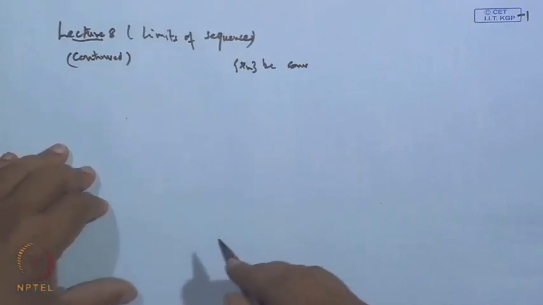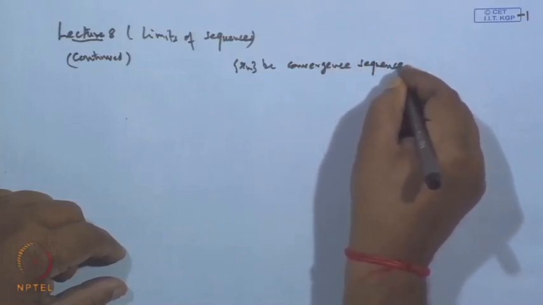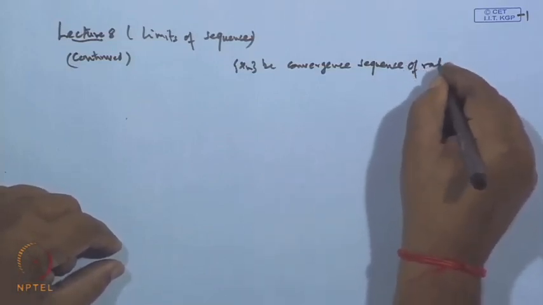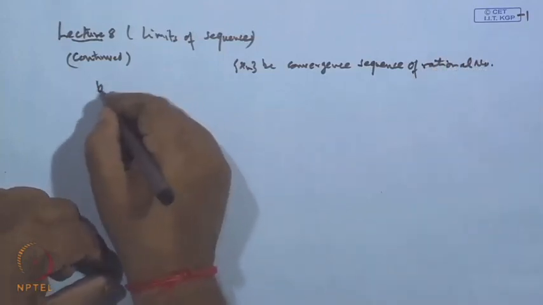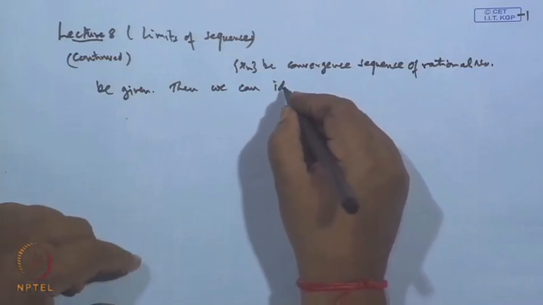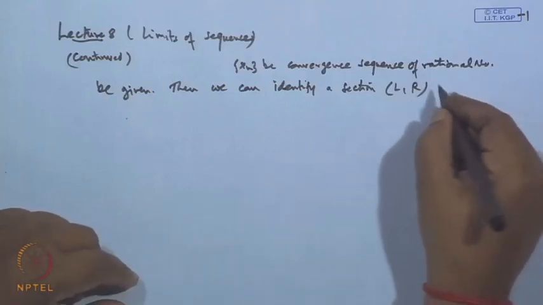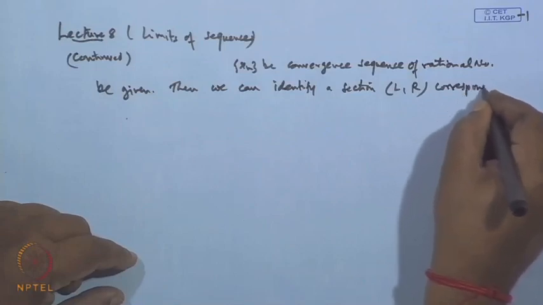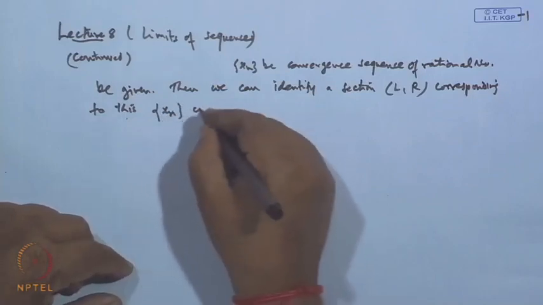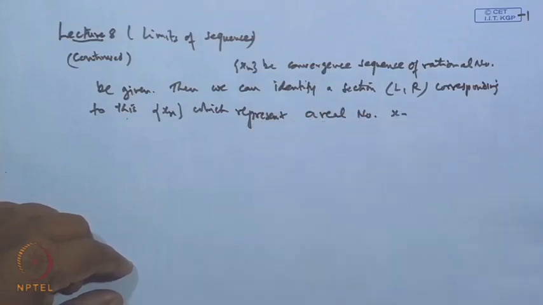This is continued from the previous lecture. Suppose x n be a convergent sequence of rational numbers is given, then we can identify a section L R corresponding to this sequence x n, which represents a real number x, as follows.